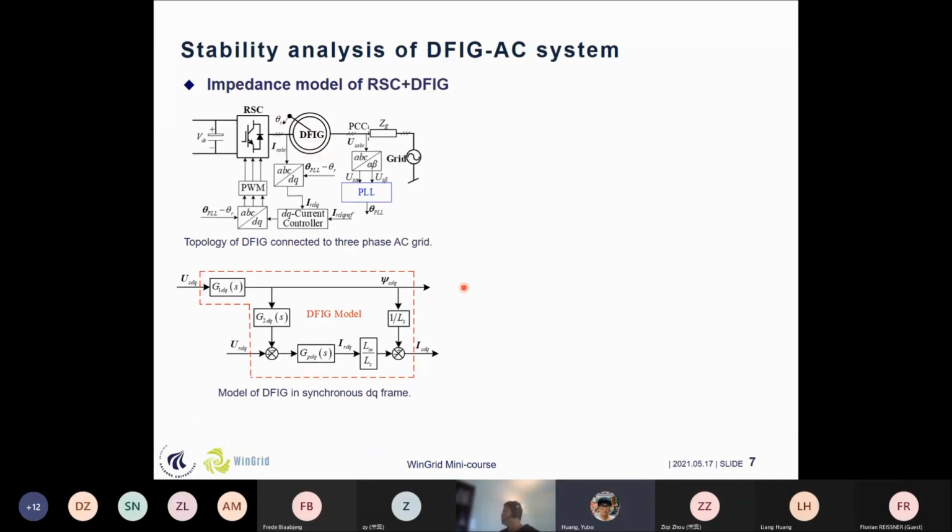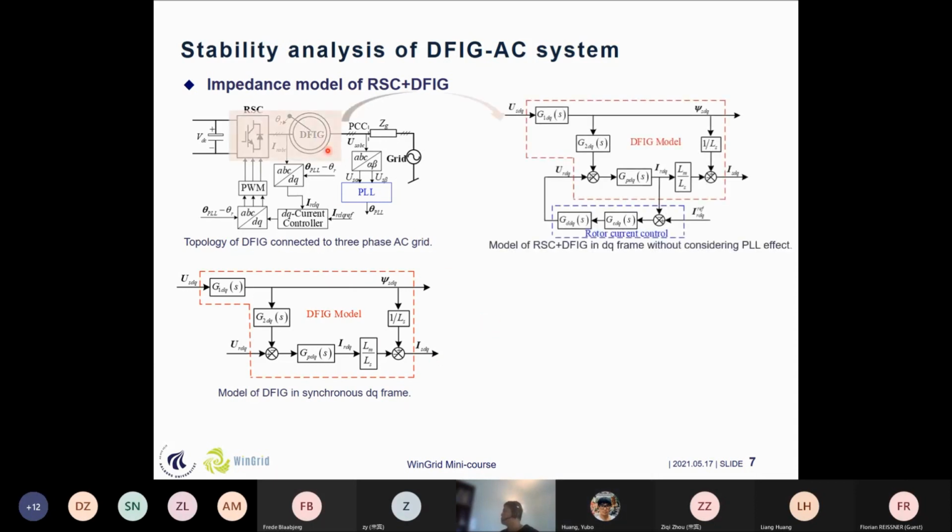Okay, but in the real case, we can't only analyze the DFIG. It should be controlled by the RSC, so we need to also consider the RSC converter. When the RSC converter is considered, but without considering the Park transformation and the inverse Park transformation caused by the PLL, we are just considering the closed-loop control of the rotor current.